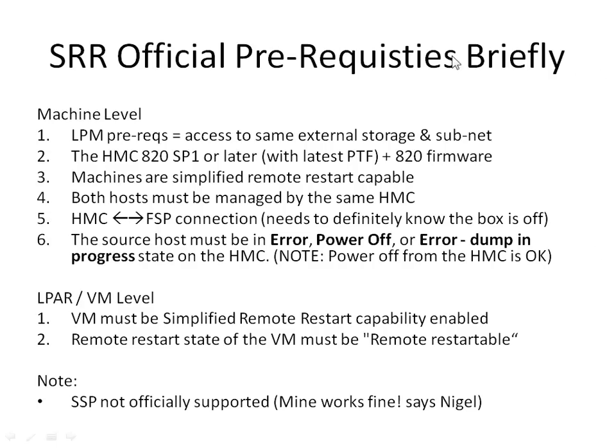These are the official prerequisites. Some of these we've covered before, so I'll whiz through those. Got to have the same network and disks, of course. We have to have at least 820 HMC and matching firmware, but I'd recommend 840 or later if that's available by the time you're watching this video. The machines must be remote restart capable. We've covered that already. Both machines must be managed by the same HMC.